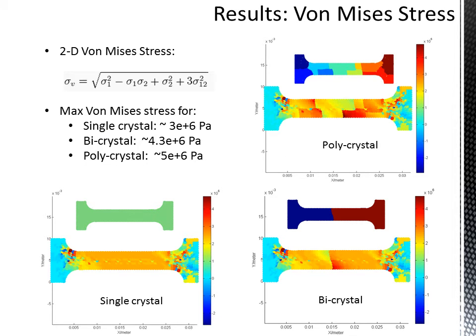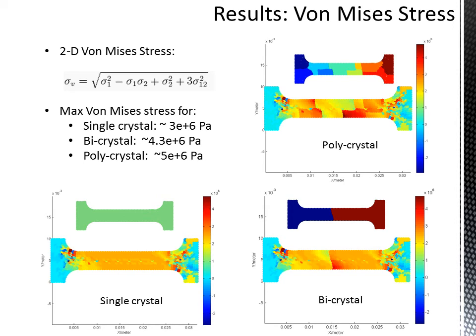To evaluate yield behavior, the von Mises stress criterion is a convenient way. The von Mises stress is calculated from three components of stress. Images shown here are maps of von Mises stress evaluated in the center of each element.